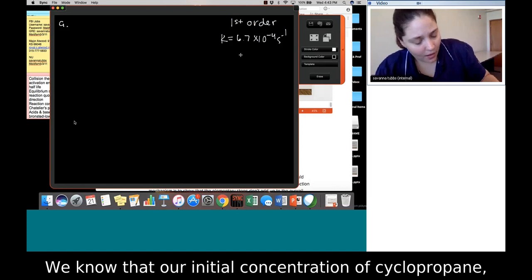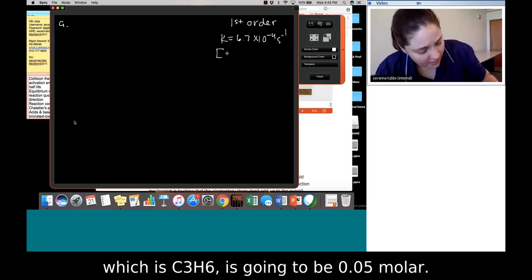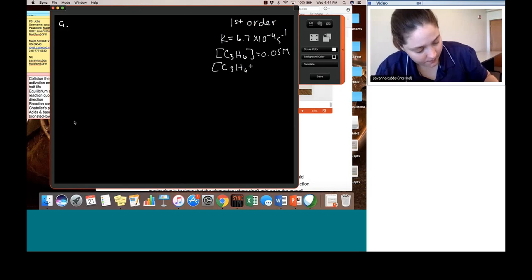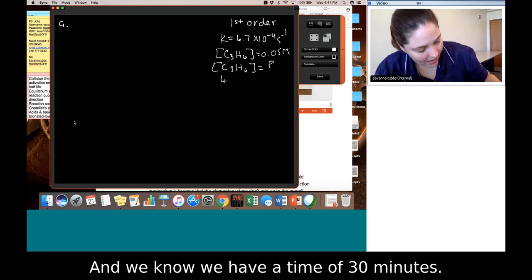We know that our initial concentration of cyclopropane, which is C3H6, is going to be 0.05 molar. We're looking for the final concentration, and we know we have a time of 30 minutes.